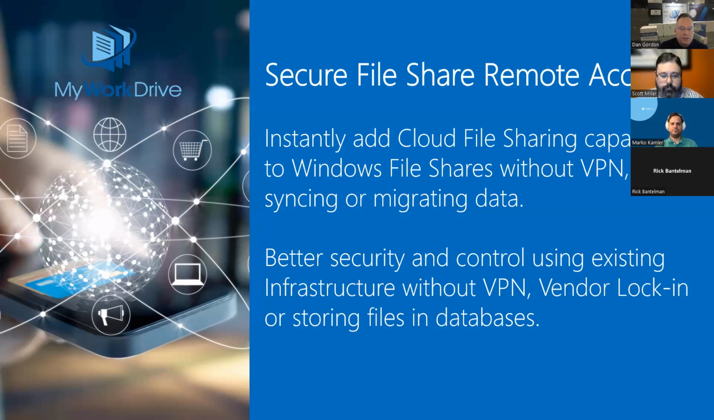And what that means is you can essentially take a Windows file server that you already have, or a NAS device, or even Azure file shares, or AWS file shares, FSx, and you can install a MyWorkDrive server as a virtual machine, add it to Active Directory, point it to those shares, and now you've got a cloud file sharing platform for remote access as well as collaboration online. So you can get rid of the VPN, and you can add those kinds of features that users are looking for without having to migrate to a sync and share or a proprietary database type system.